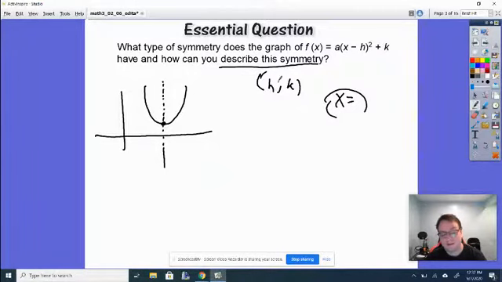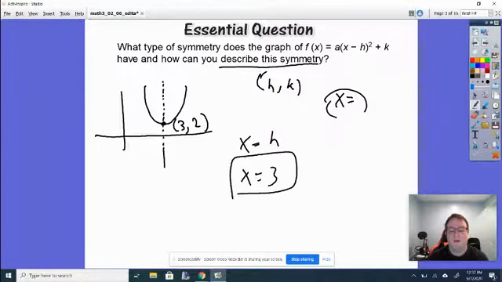Okay, well, the x value for that vertex is h. It comes from the vertex form. That's the nice thing about this. So it's always going to be x is equal to h. So if this here was 3, 2, then my line of symmetry here is just going to be x equals 3. Okay, so this is another nice thing that the vertex form gives us.